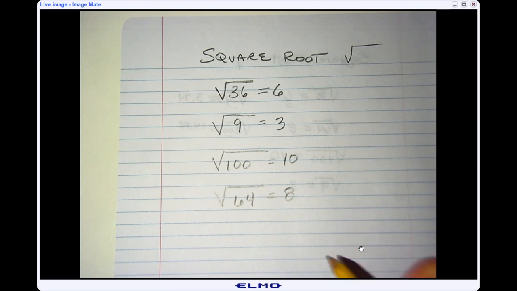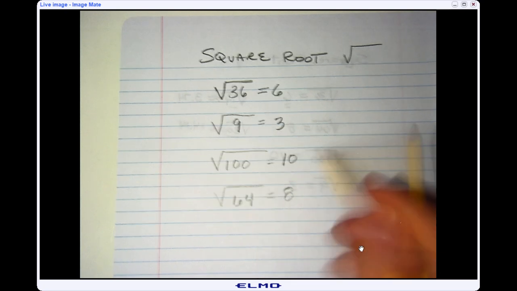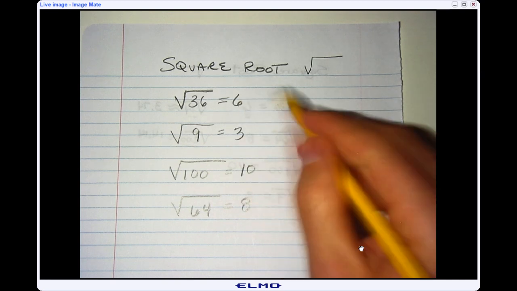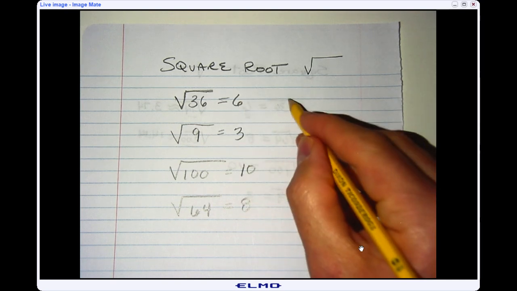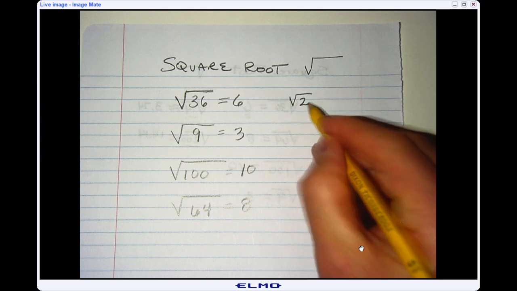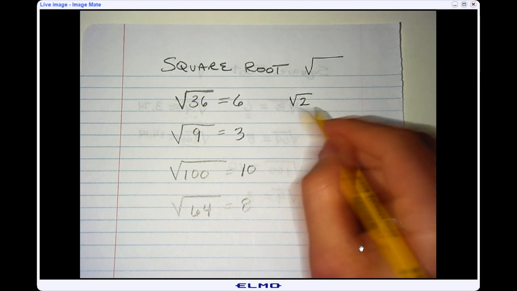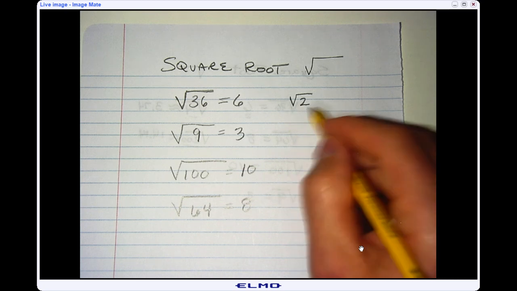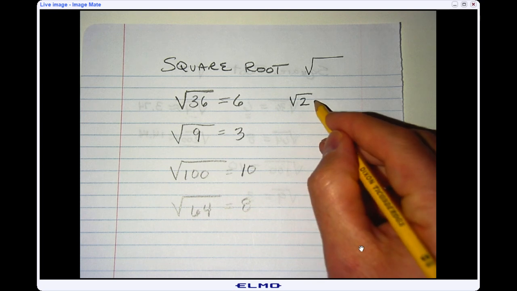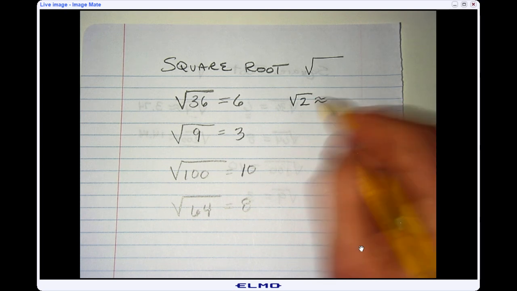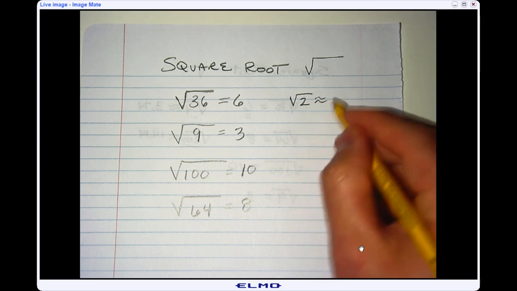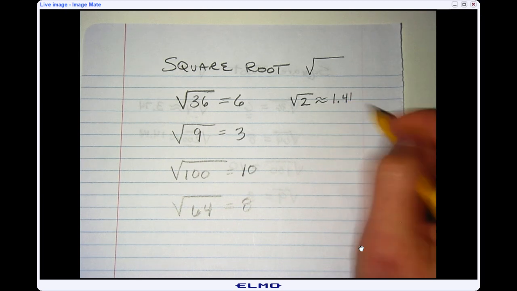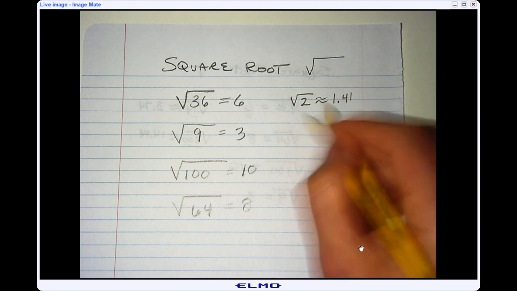Now, these are all nice examples because they're all perfect squares, but obviously there's a lot of times where you do not get exactly a whole number. For example, if I did the square root of 2, that's going to be a number somewhere between 1 and 2, because 1 times 1 is 1 and 2 times 2 is 4. And it would actually be kind of like pi, where it's a decimal that goes on forever and ever. If I round to the nearest hundredth, it's about 1.41, and 1.41 times 1.41 will give you kind of close to 2.